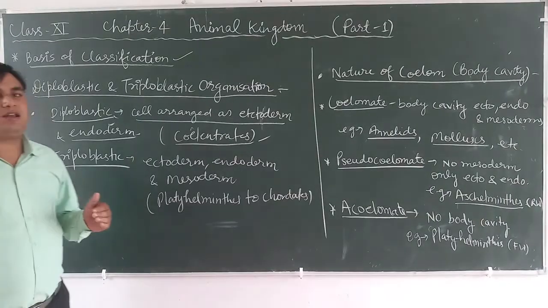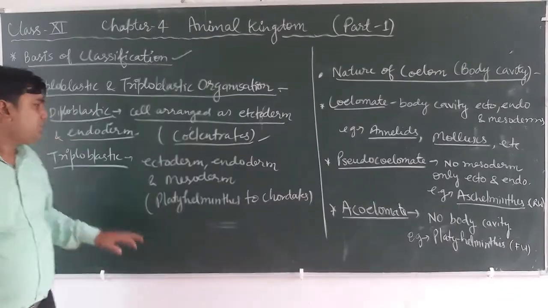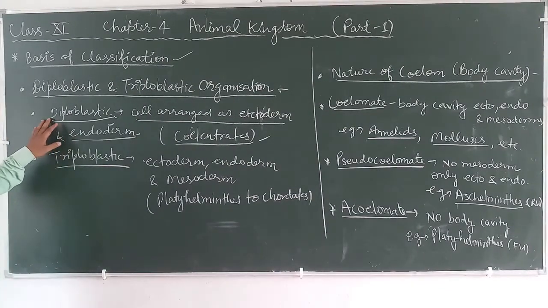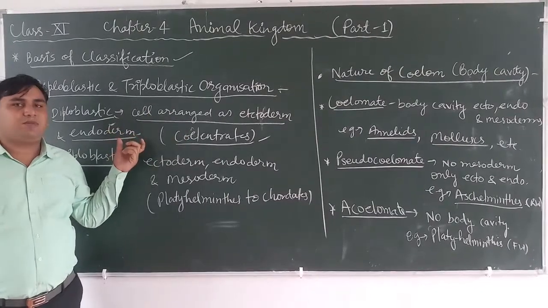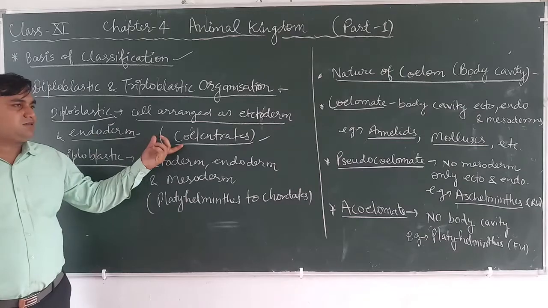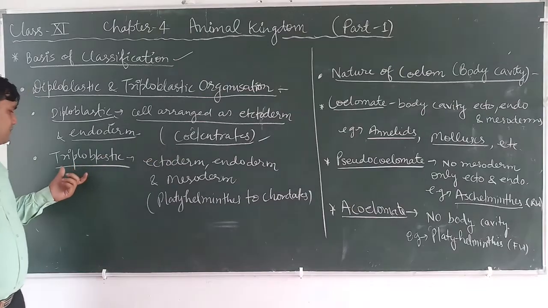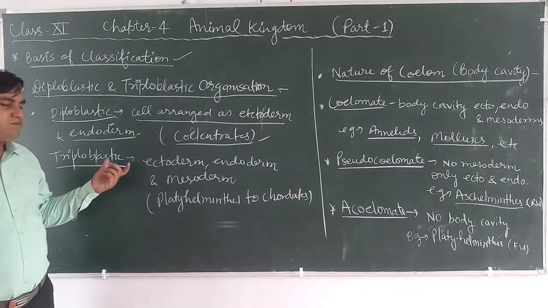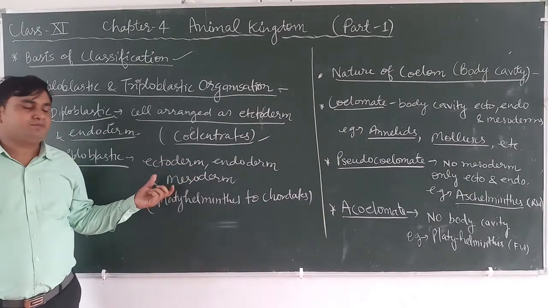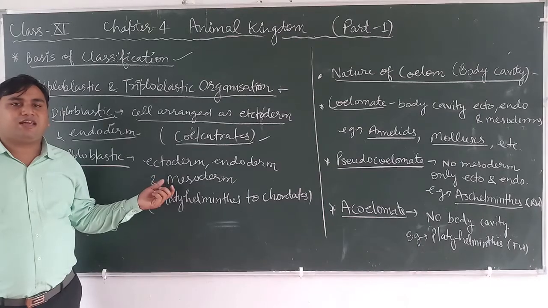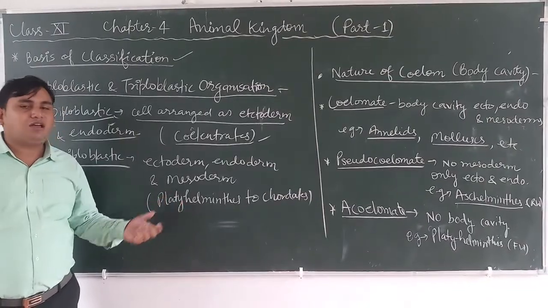In animal classification, we will learn one by one about the Coelenterata, platyhelminthes, Animalia, etc. So once more, diploblastic organization, animal which have cell arrangement as ectoderm and endoderm in their embryonic layer are called diploblastic. This diploblastic organization found in the coelenterates, and triploblastic organization, organism which cell arrangement into the ectoderm, endoderm and mesoderm in their embryonic layer are called triploblastic organization, which are found in platyhelminthes to the chordates.